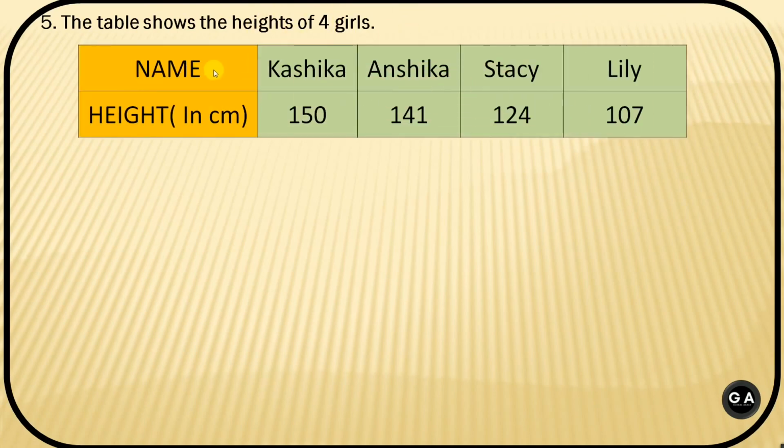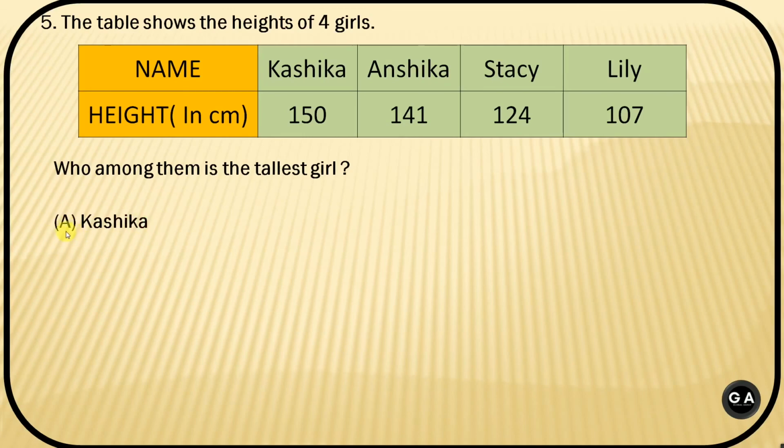Question number 5. The table shows the heights of 4 girls. Name and height in centimeter. Name: Kashika 150 centimeter, Anshika 141 centimeter, Stacy 124 centimeter, and Lily 107 centimeter. Who among them is the tallest girl? Options are option A Kashika, option B Anshika, option C Stacy, and option D Lily.